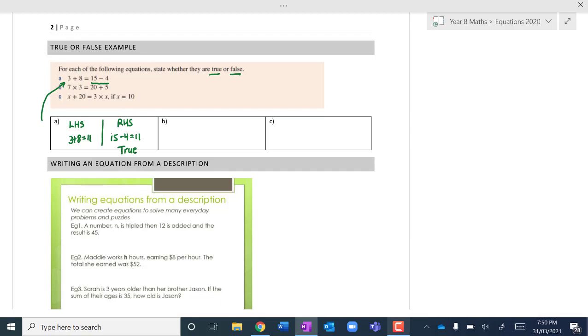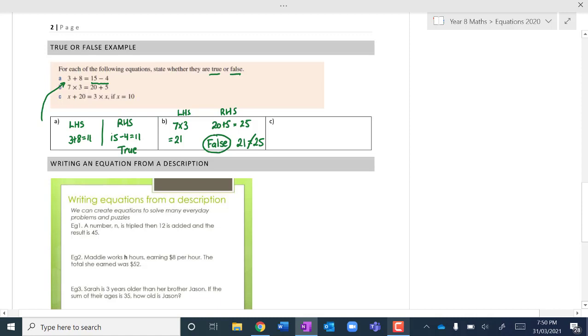Let's have a look at this B. We've got 7 times 3, which is the left-hand side, which of course is 21. And let's have a look at the right-hand side. We've got 20 plus 5, which of course is 25. Does the left-hand side match the right-hand side? No, it's not. So this is false. In other words, is 21 equal to 25? No, it doesn't equal 25. So it is therefore false.